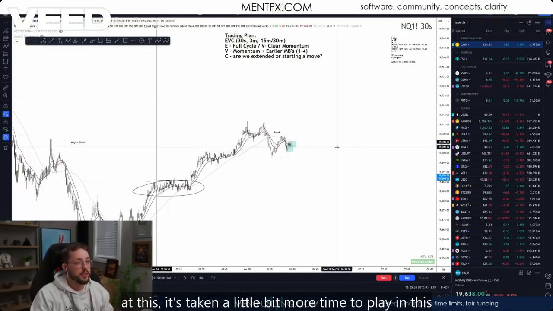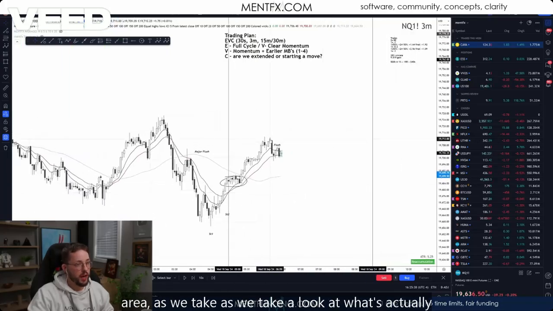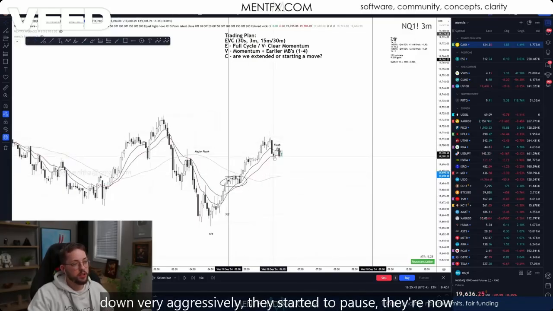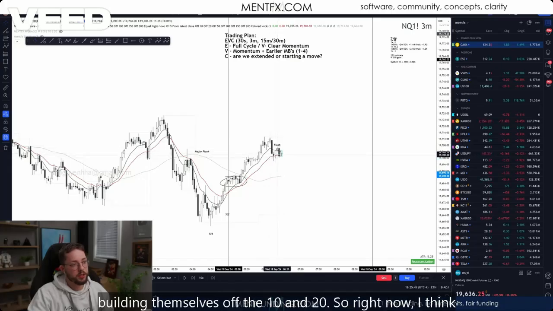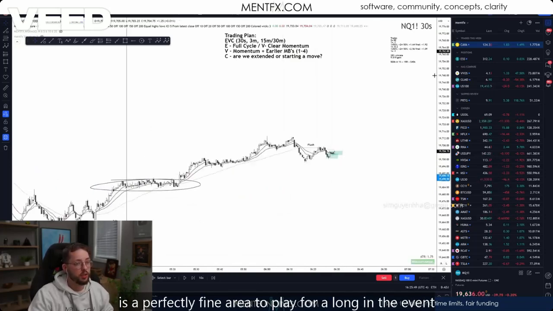So taking a look at this, it's taken a little bit more time to play in this area. As we take a look at what's actually happening here, prices started to come up. They came down very aggressively. They started to pause. They're now building themselves off the 10 and 20. So right now, I think is a perfectly fine area to consider along in the event that it wants to set up.